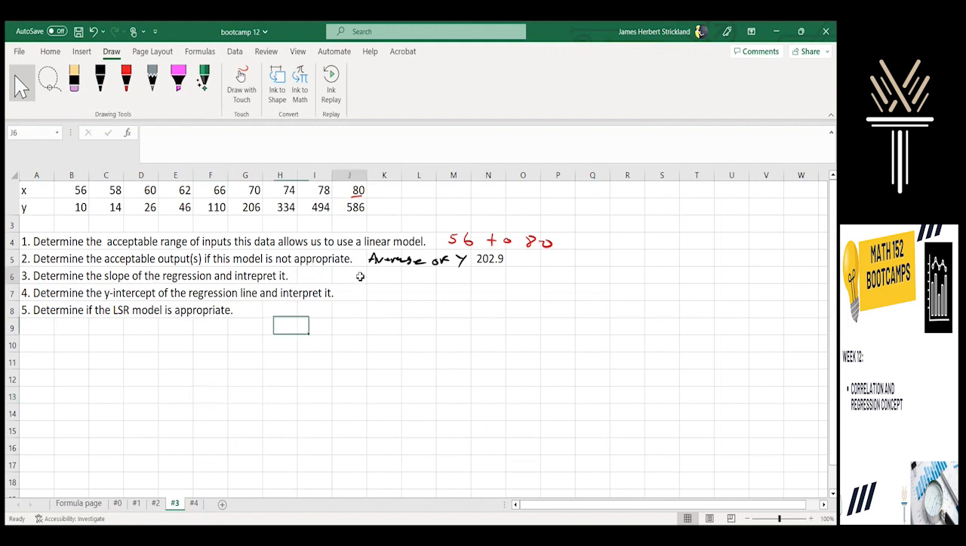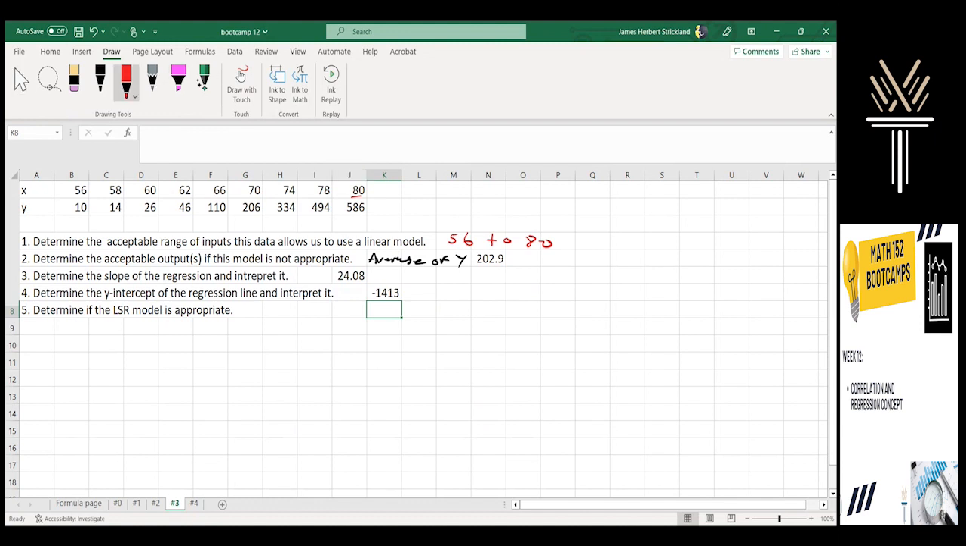So if I want the slope, I would just say equal slope, right? And then I can do the y's, and then the x's. And I have my slope. If I want the intercept, y's, and x's, and I have it. So what is this saying?